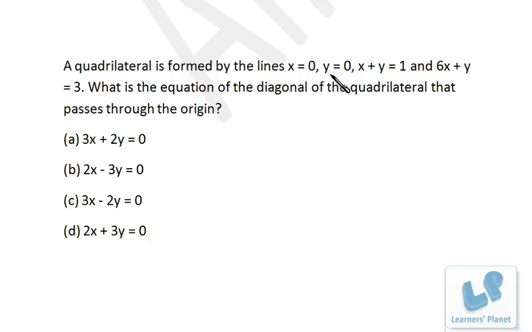Now if this diagonal is passing through origin, that means the other point that is on the diagonal will be obtained by intersection of these two lines, right? x plus y is equal to 1 and 6x plus y is equal to 3. So I just write it over here, 6x plus y is equal to 3 and x plus y is equal to 1. So we can obtain the other point that's on the diagonal. So it's 5x is equal to 2, that means x is equal to 2 by 5, and if I put x is equal to 2 by 5, y will be 3 by 5.